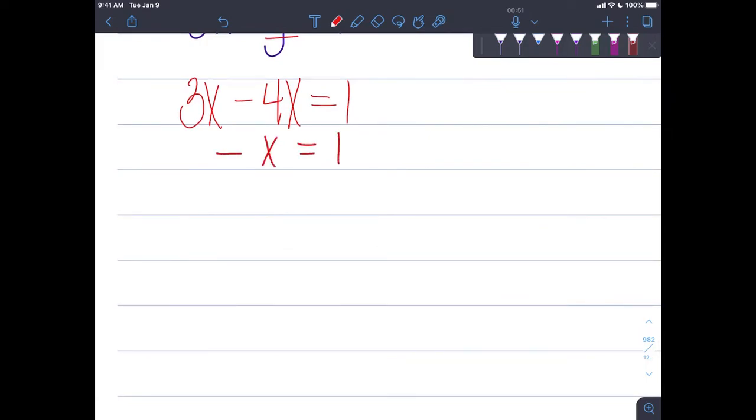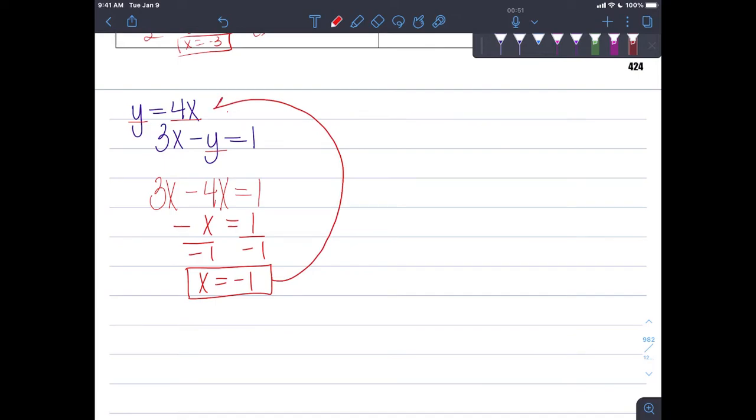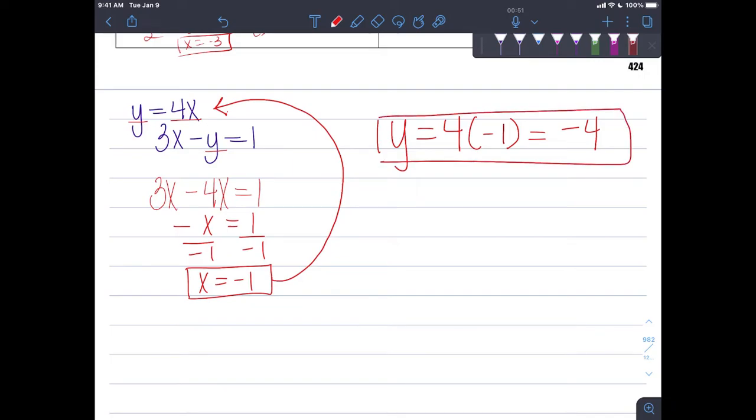I'm going to reduce it, get rid of that coefficient, and I end up at x equals negative 1. So now I'm going to take that and plug it back into the easiest equation. I choose this one because I am looking for y. I find out that y is equal to negative 4. This is a consistent independent located at negative 1 comma 4. And I utilized substitution.